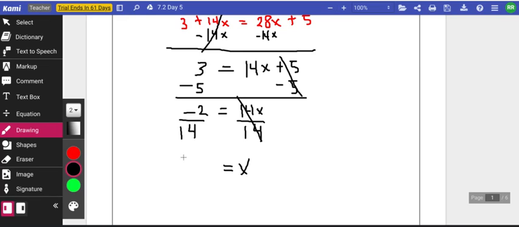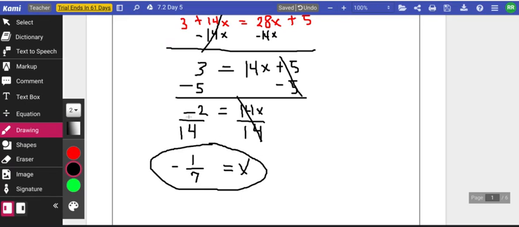So we need to simplify the fraction here. We always want the fraction in simplest form. Because 2 and 14 are both even, we know that we can divide the top and the bottom by 2. So this is negative, 2 divided by 2 is 1, and 14 divided by 2 is 7. So this is our answer with the fraction in simplest form. Negative 2/14, when we simplify it, is negative 1/7. And so that is what x is equal to.